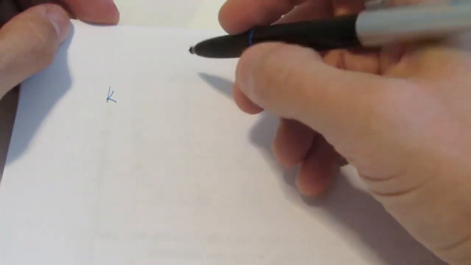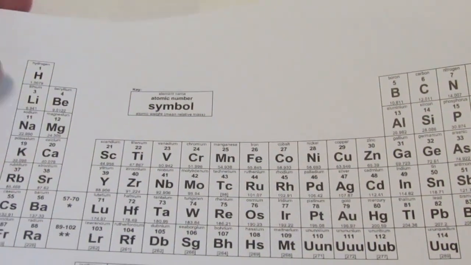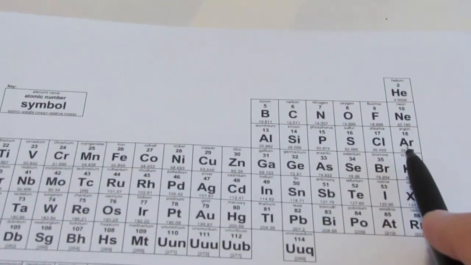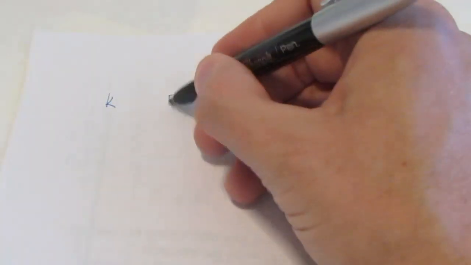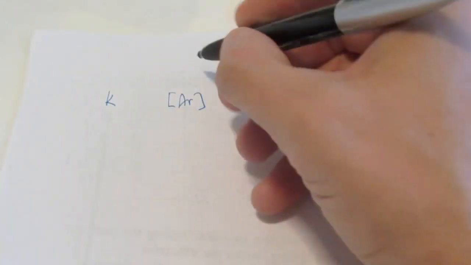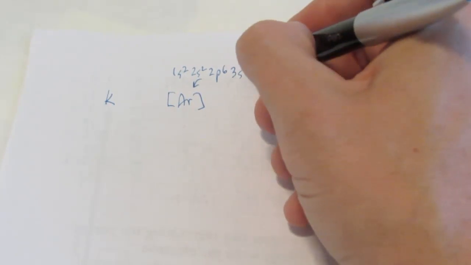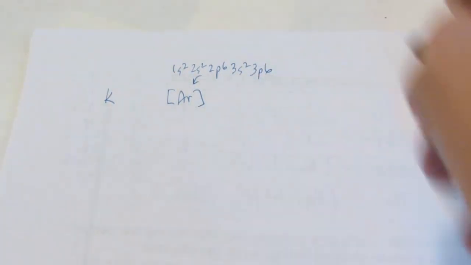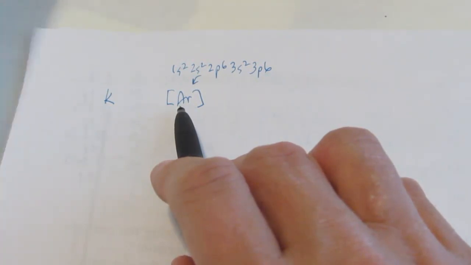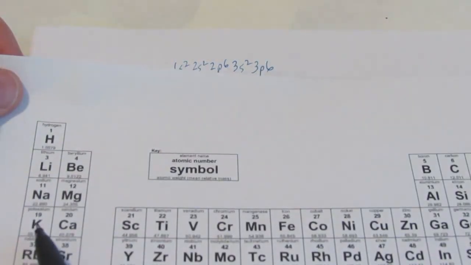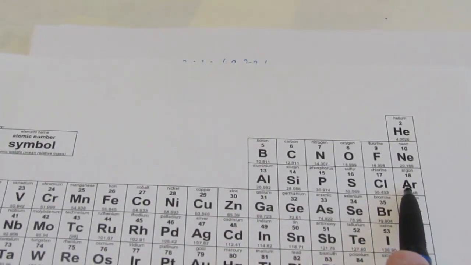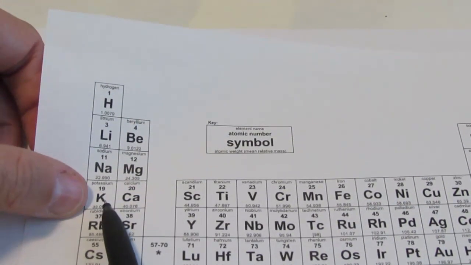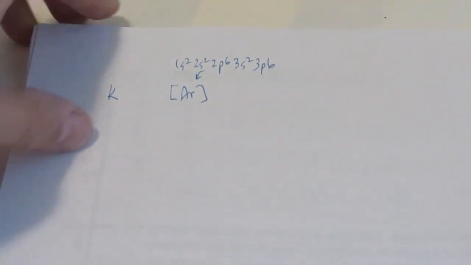Alrighty, I claim potassium is going to be, let's see, that's atomic number 19. The noble gas before it is argon. So I'm going to put argon in brackets, and that's like saying 1s2, 2s2, 2p6, 3s2, 3p6. That's argon's configuration. And potassium includes argon's configuration plus another electron. Let's see where that next electron goes.